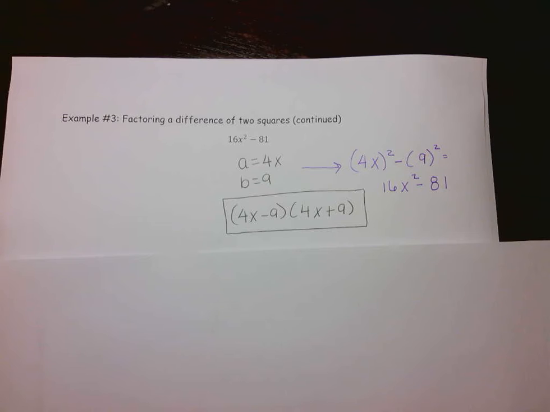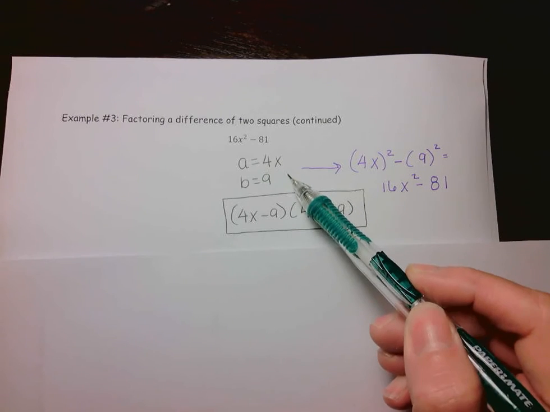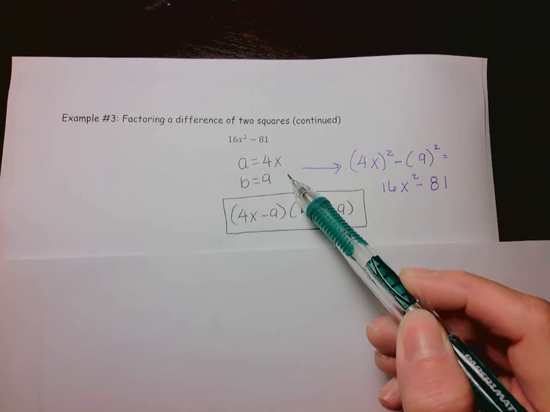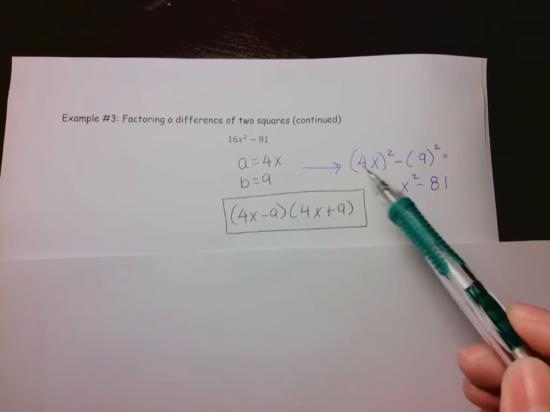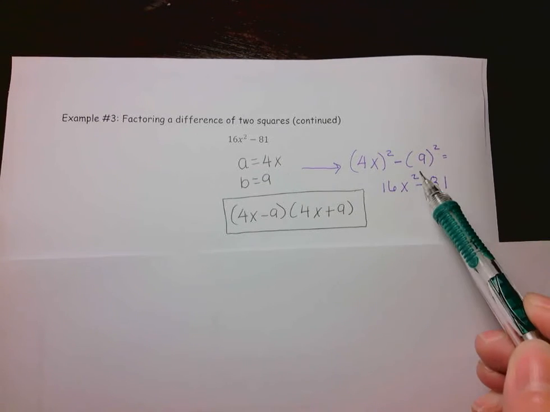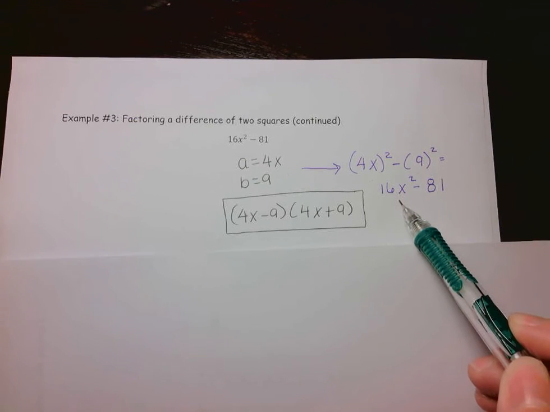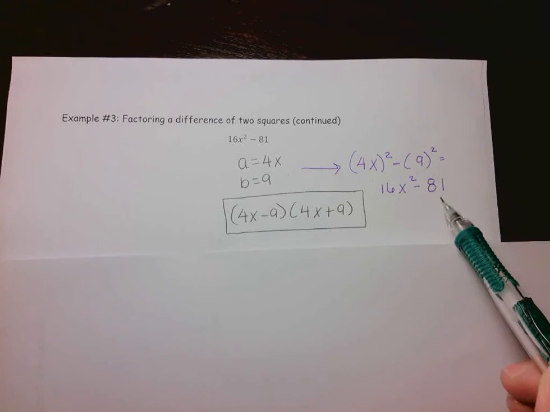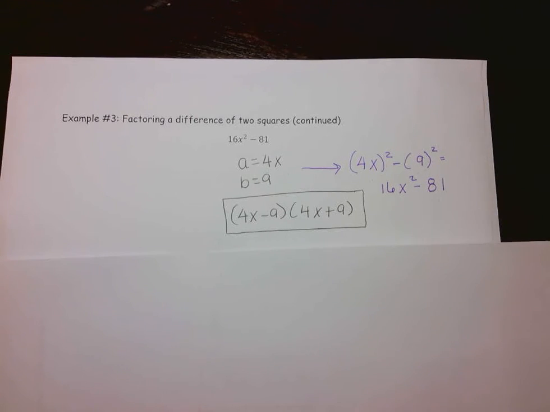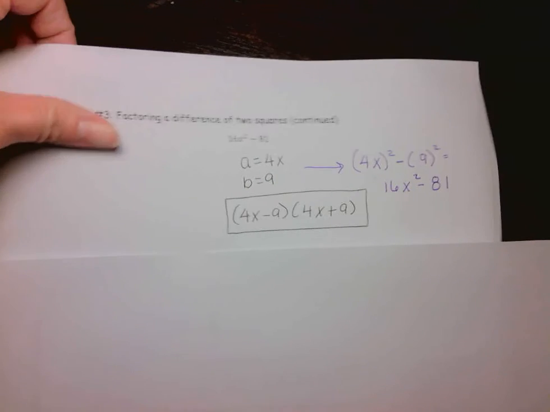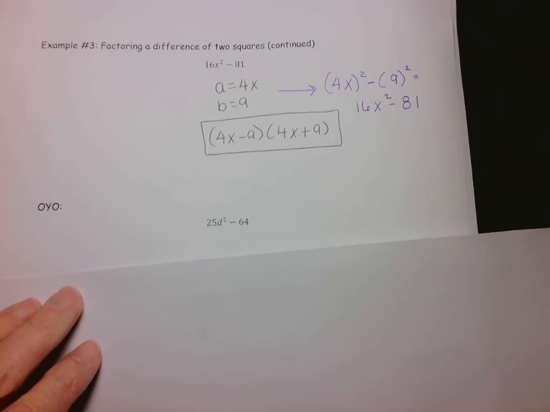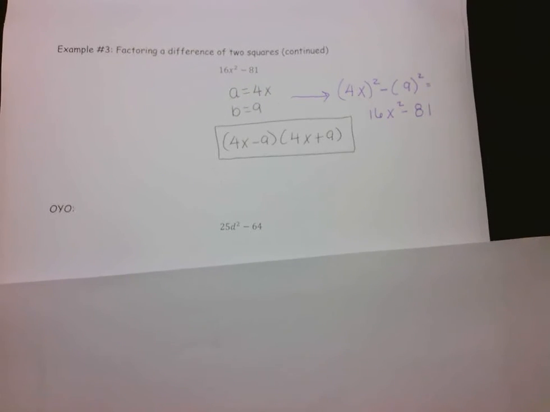Example number 3 is the exact same thing. I'm just showing you how it can get slightly more complicated. 16x squared minus 81. Here your A is going to be 4x and your B is going to be 9 because this is A squared minus B squared. 4x squared is 16x squared, and 9 squared is 81. Hit pause and factor this.